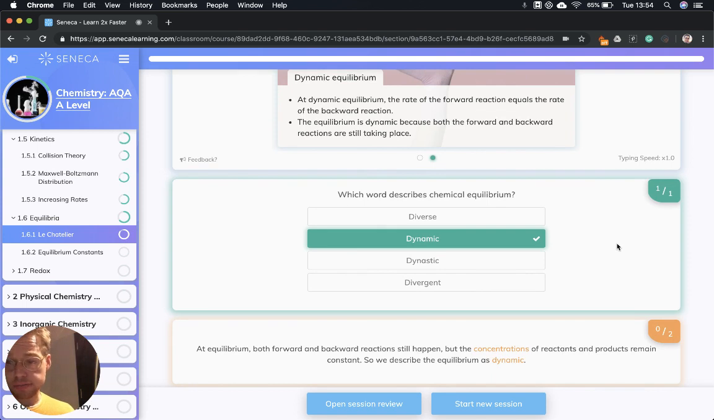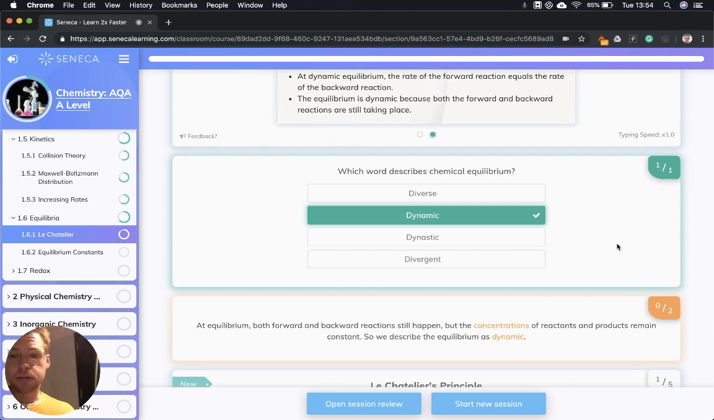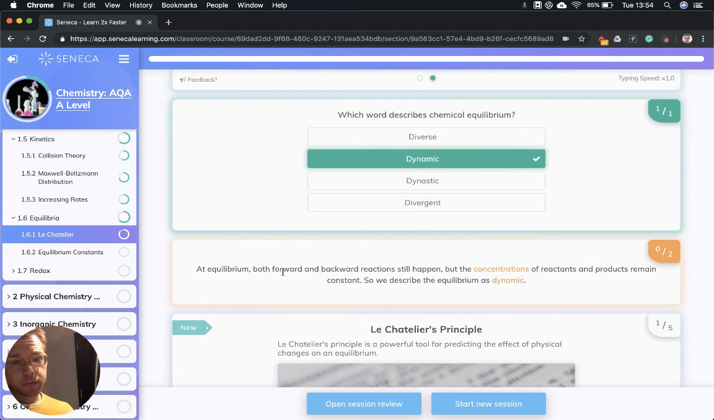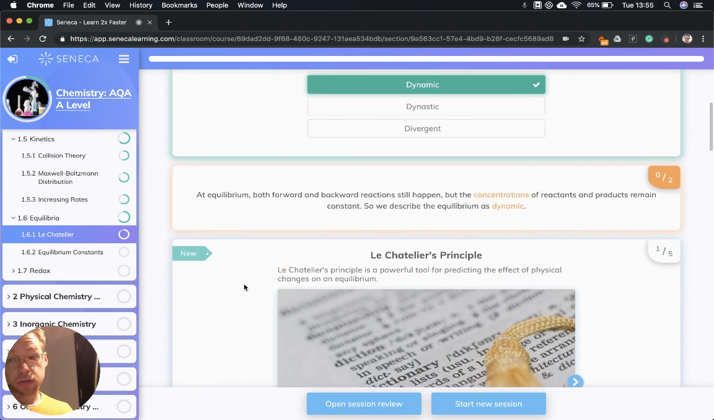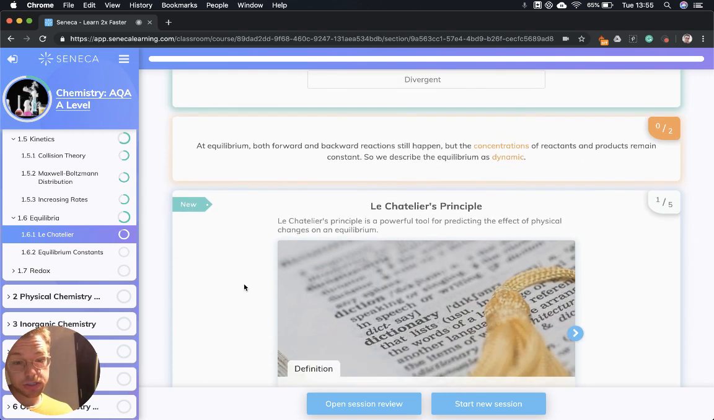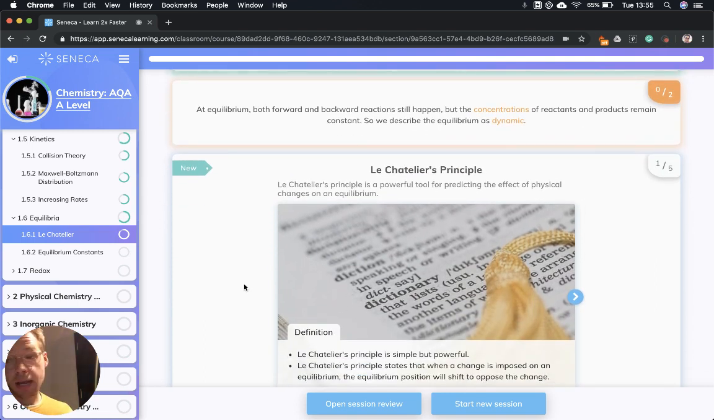And what kind of system does the reaction need to be in? It is a closed system. Closed, no more orders. Nothing's getting in, nothing's getting out. That system is closed. And remember, at equilibrium, both the forward and backward reactions can still happen, but the concentrations of the reactants and products remain constant. So we describe the equilibrium as dynamic because it's moving, it's peppy, it's having a good time.